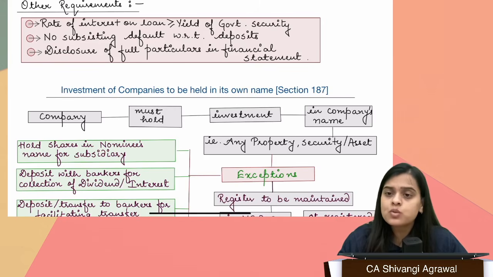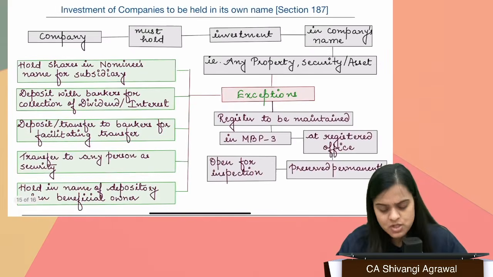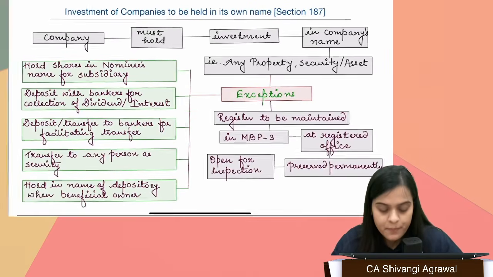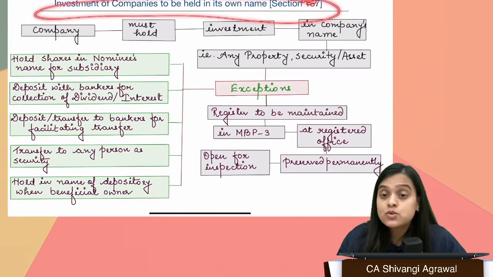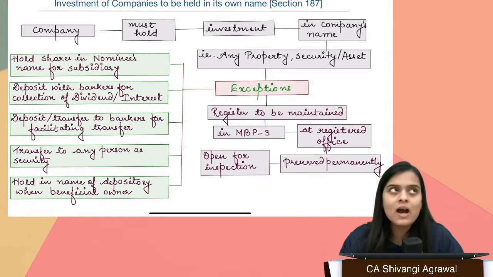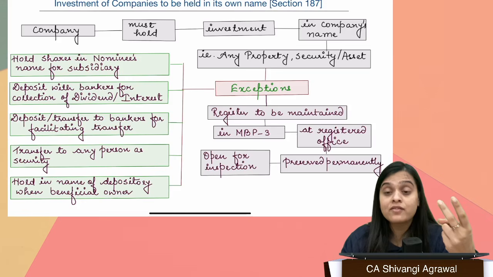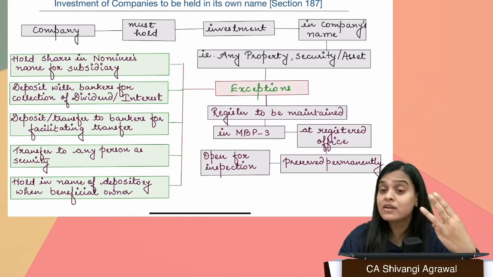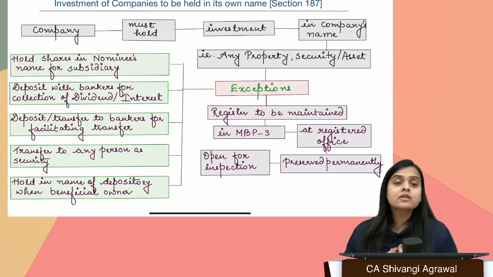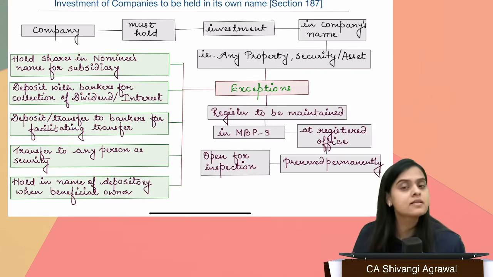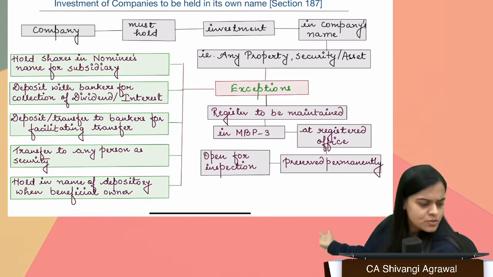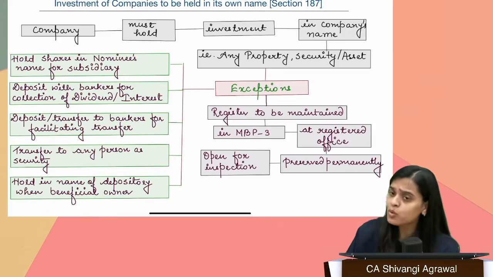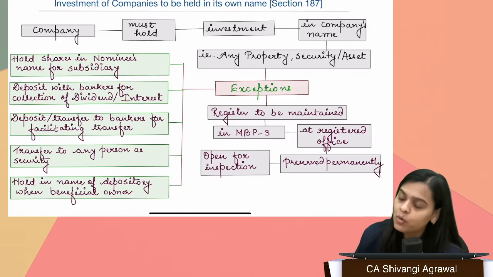Next, we move to section 187, which is a very small section, which talks about investment of companies in its own name. So company, if you have any security, any property, any asset, that is going to be in your own name. It cannot be in any other person's name. Like if I'm staying in a house, it can be in the name of my father also, right? But company, if you own an asset, it has to be in your name only.